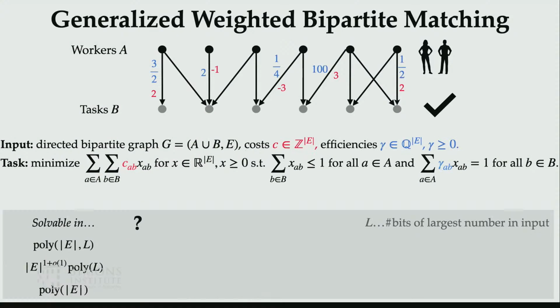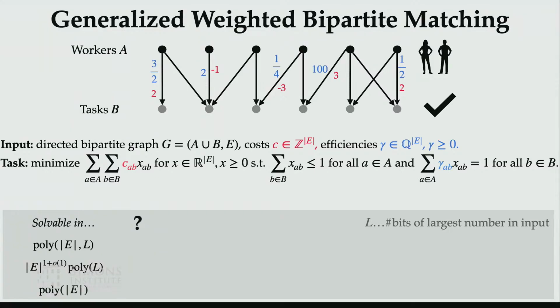Now let's add another twist to the problem, also classic, but less studied. All my edges now have efficiencies. So let's say not all workers are equally efficient at fulfilling a certain task. Some people are specialized in something. These efficiencies are just non-negative numbers. And now I want to, again, assign workers to tasks fractionally such that all tasks are fulfilled, where fulfilled means that if I assign an x_ab fraction of a worker to a task, then a gamma times x fraction of the whole task is fulfilled.